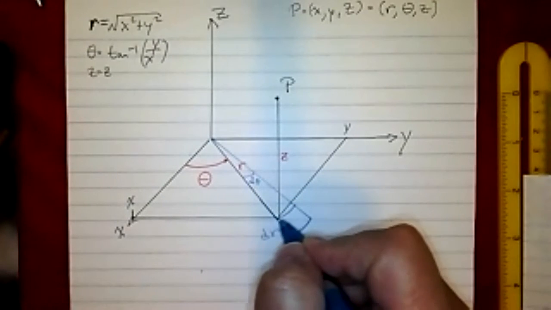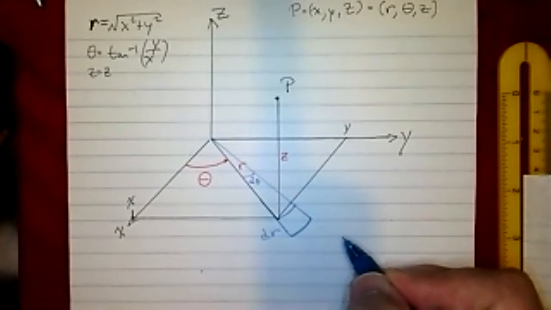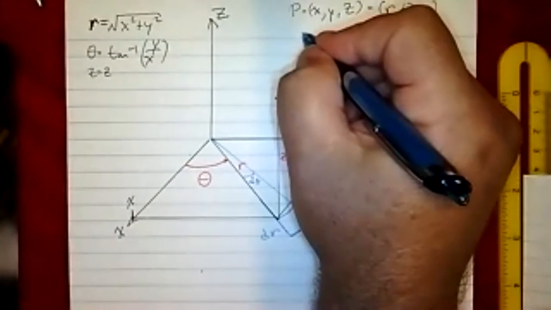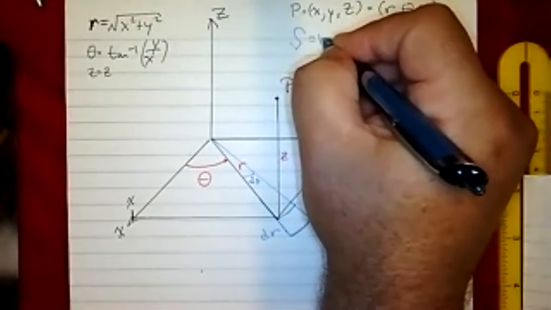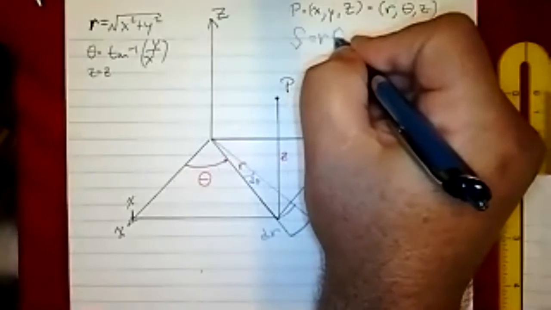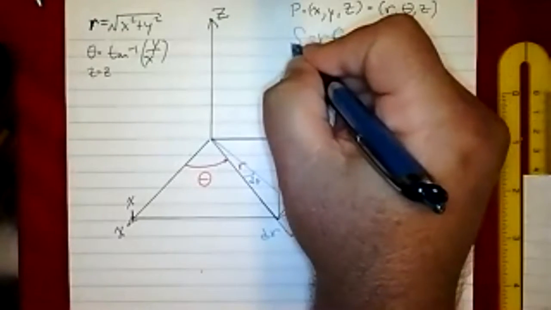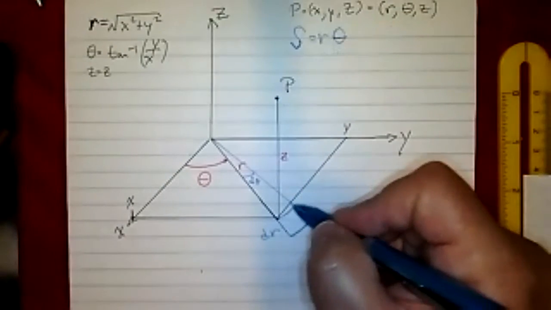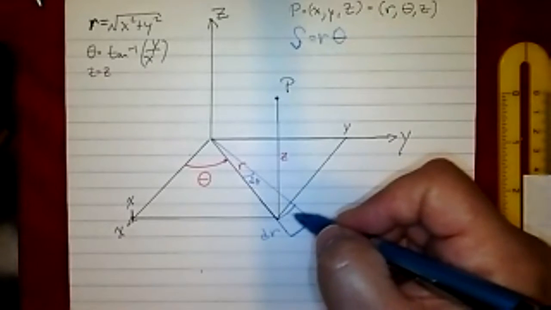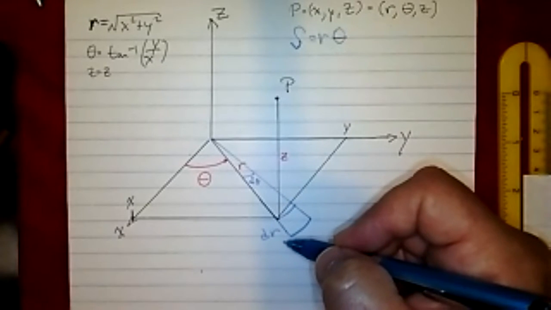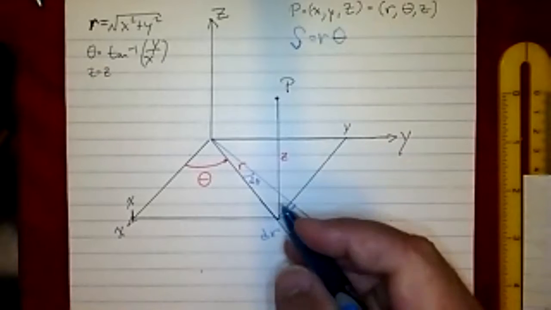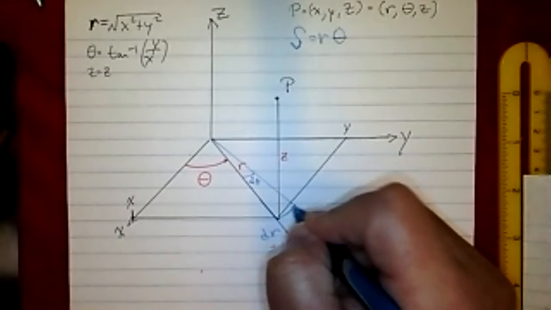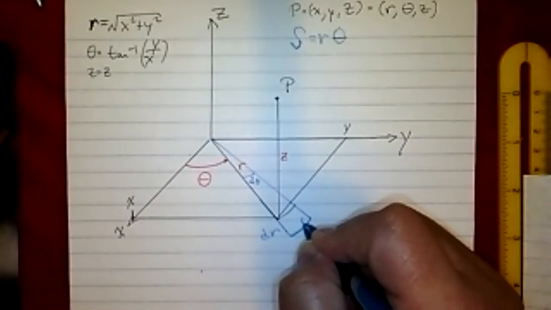But that's the angle. I need the actual dimension to make that an area element. So the actual dimension, if you happen to remember, S is equal to R times theta, the formula for arc length and sort of the definition of radians. S is equal to R times theta says that this little S right here is just r d theta. Okay? So we can assume that this area is just roughly r d theta.